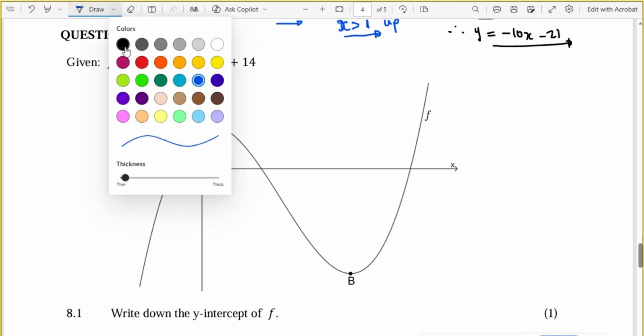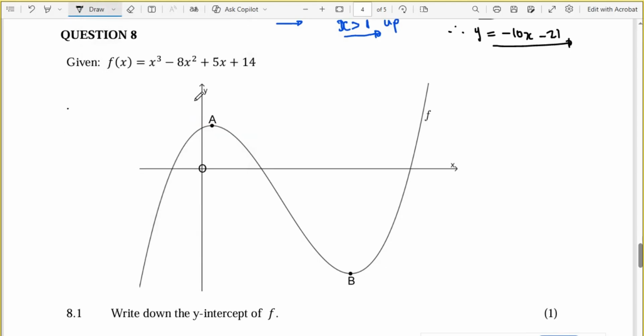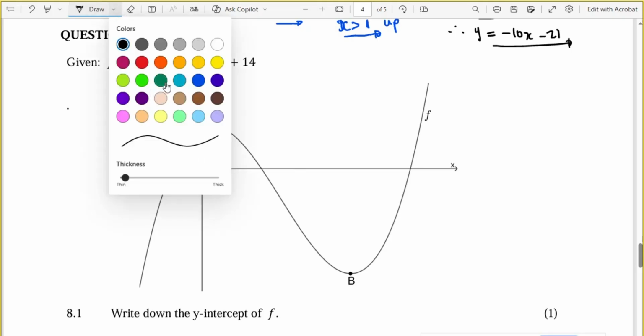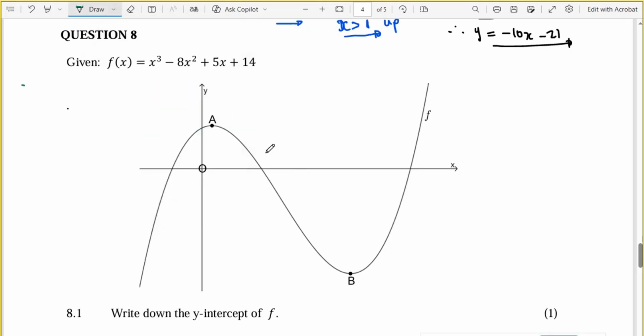So when I look at question 8, they say you are given f of x is x to the power 3 minus 8x squared plus 5x plus 14. The question wants you to write down the y-intercept of f. So you don't have to make any calculations. Just give us the answer and you get that 1 mark. So can you please tell me what the y-intercept will be here? What do you think will be the y-intercept?